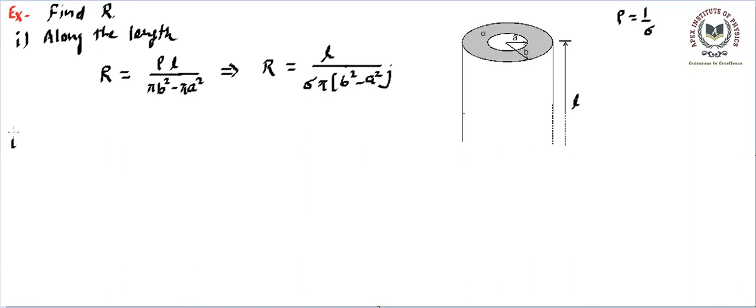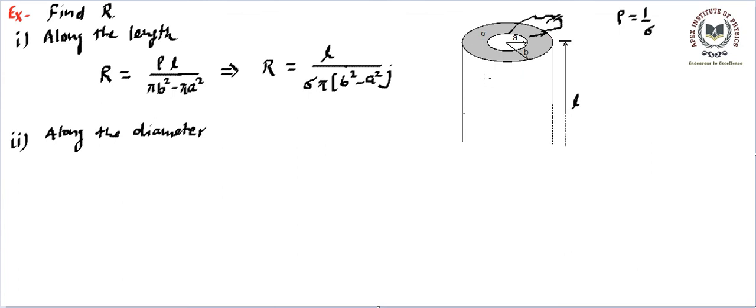Now the second question that is popularly asked is along the radial, along the diameter. What does that mean? That means you are applying a battery, making this a terminal, this a terminal. So here you are applying a battery. If you apply this battery, then you'll find the current will be flowing like this. That means current will be flowing in radial direction.